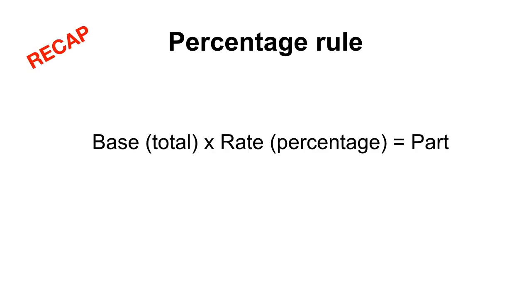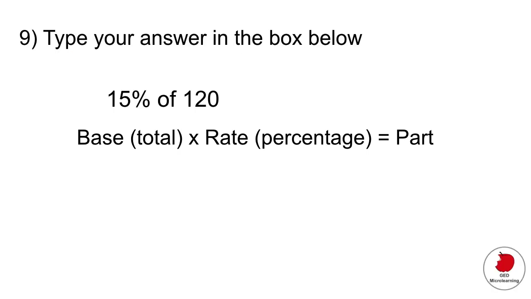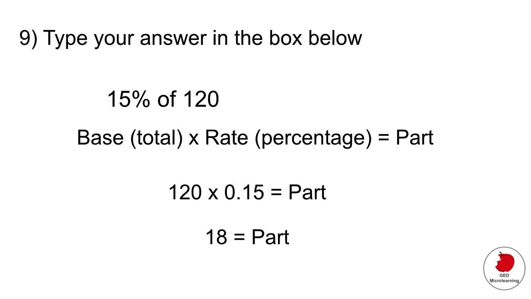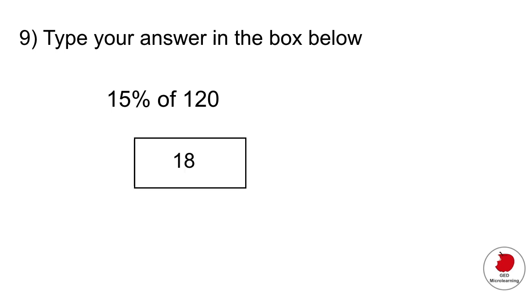So remember, there's this very useful percentage rule that tells you that the total multiplied by the rate, or percentage, is going to give you the part. So if you want to know what part of 120 is 15%, you would take those numbers. Your total is 120, multiplied by the rate, which you would put in decimals, 0.15, gives you the part, which is 18. And then you would simply type in your response in the box.